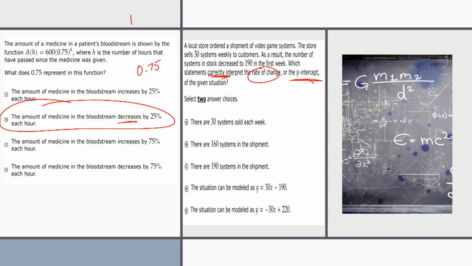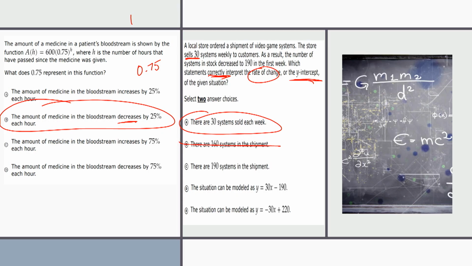There are 30 systems sold each week. Do I know that? The store sells 30. Yes, I do. So I do know that it sells 30 each week. There are 160 systems in the shipment. Do I know that? Well, in my passage, it does not tell me how many come in a shipment. It just says that I get a shipment. So I cannot say for sure that is correct.